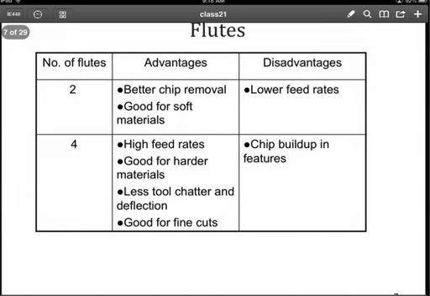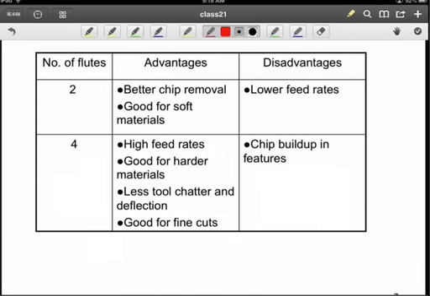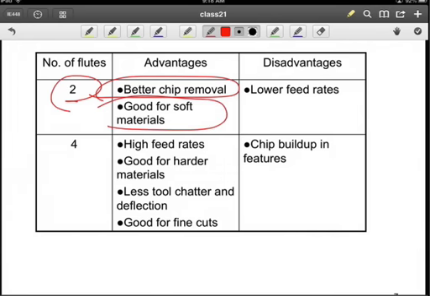When you look at the flute characteristics of the ball end mill or standard end mill, here we compare 2 flutes versus 4 flutes, and clearly the flutes are going to regulate how chips are removed as we move across the surface of the material. As the flutes decrease, we have wider channels and therefore better chip removal. Typically, it's good for soft materials and when you're using the lower feed rates.